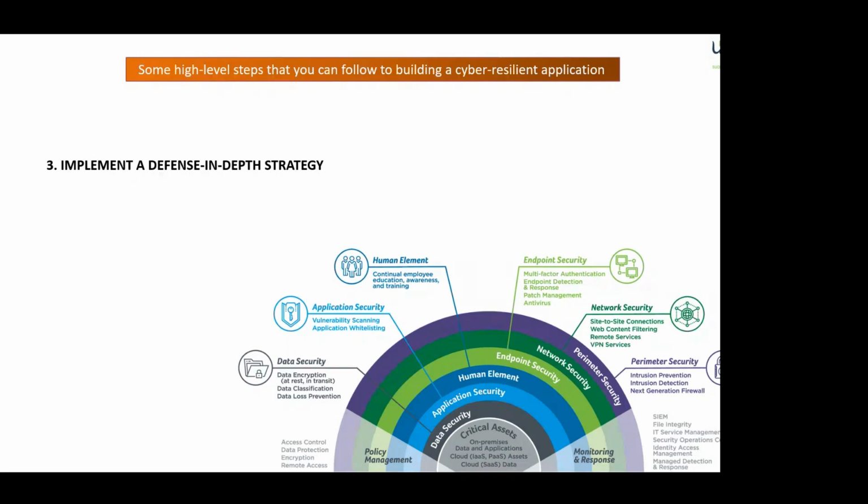implement a defense in-depth strategy. What does it mean? Obviously, it involves implementing various layers of security controls. You can see from the diagram here, there are different layers of security controls. Obviously, you have the critical assets right in the core. And over that you have the data security, application security, whereby you have WAF, vulnerability scanning, application whitelisting, what have you. And you have the human element. This one is actually key. The human element. What awareness do we create?